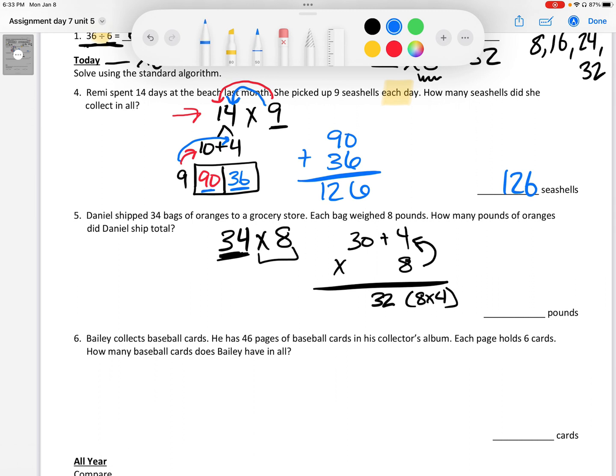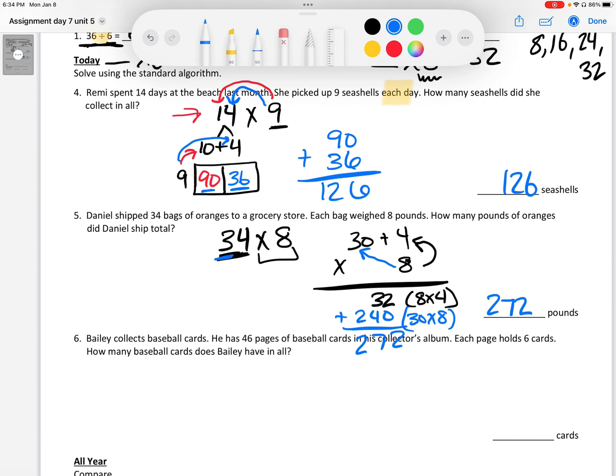Next, we're going to multiply together 8 times the 3 in the problem, which is really a 30. 8 times 30 is 240. And you can make a little note out here where that came from. From there, we just need to add again these partial products together. And our total is 272 pounds. That's how many pounds of oranges Daniel shipped.